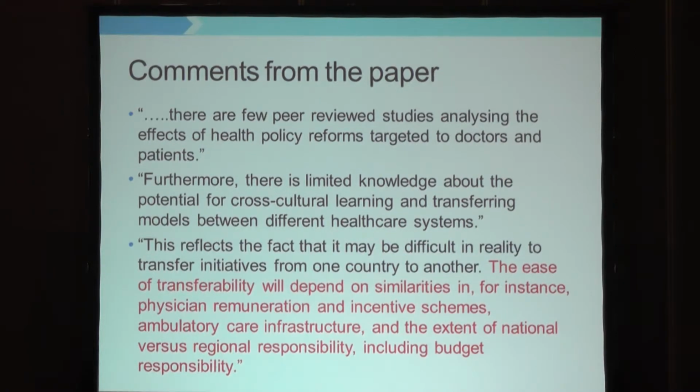So this reflects the fact that it may be difficult in reality to transfer some of these initiatives. And the ease of transferability will depend really on the similarities and also the differences. Having worked in and visited many countries, ambulatory care or primary care in one country can look very different to what it looks like in Australia, for example. So what we might implement in primary care in Australia could be different, but hospital systems might be different as well. And so it does vary depending on the extent of perhaps the difference between a hospital and a primary care environment, but also budgets and fiscal implications for some of this work.